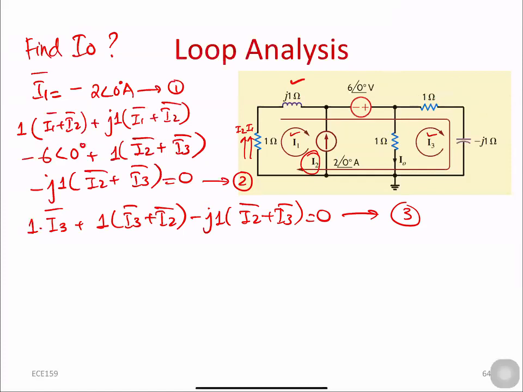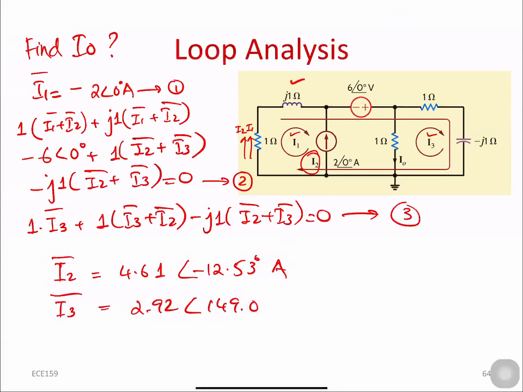So I have two unknowns now, I2 and I3. I already know I1, which is given to me. So I can simply solve these two simultaneous equations and find I2 and I3. I2, I have calculated to be this, and I3, I have calculated to be this value in the frequency domain.